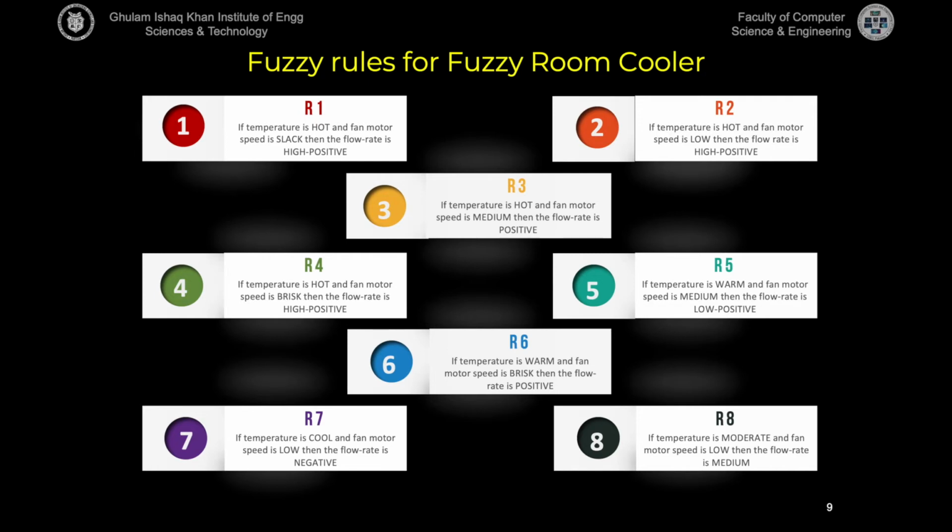For example, let's say that if the temperature is warm and fan motor speed is brisk, okay, you do have one case for that. Or let's say if the temperature is cold and the fan motor speed is brisk, then what should we do?